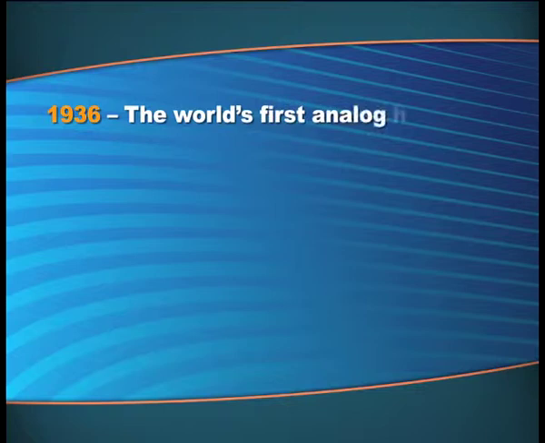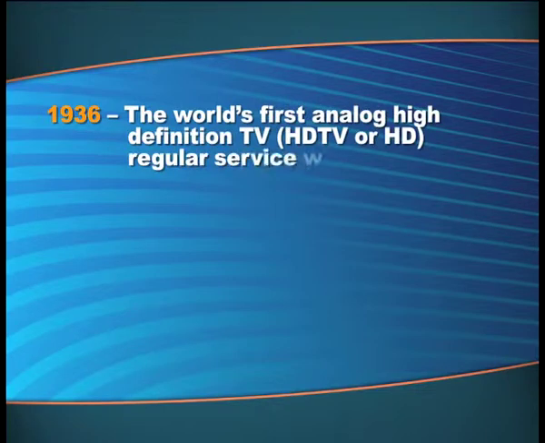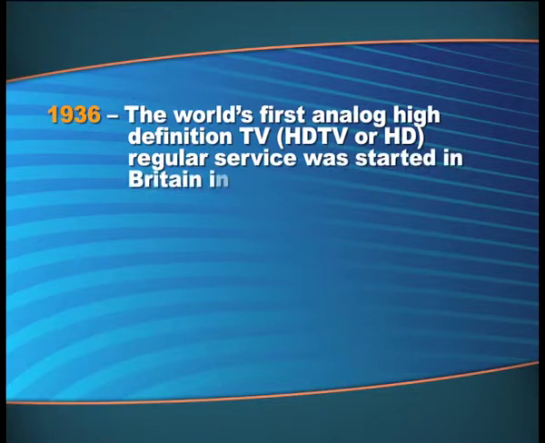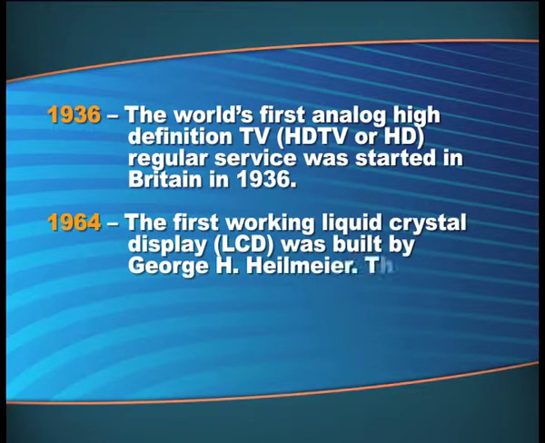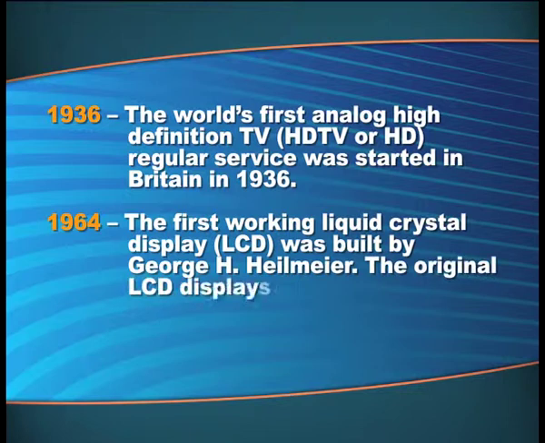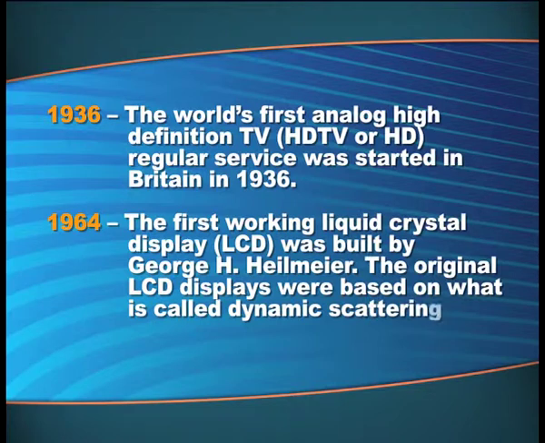1936, the world's first analog high-definition TV. HD TV or HD regular service was started in Britain in 1936. 1964, the first working liquid crystal display, LCD, was built by George H. Heilmeier. The original LCD displays were based on what is called dynamic scattering mode, DSM.